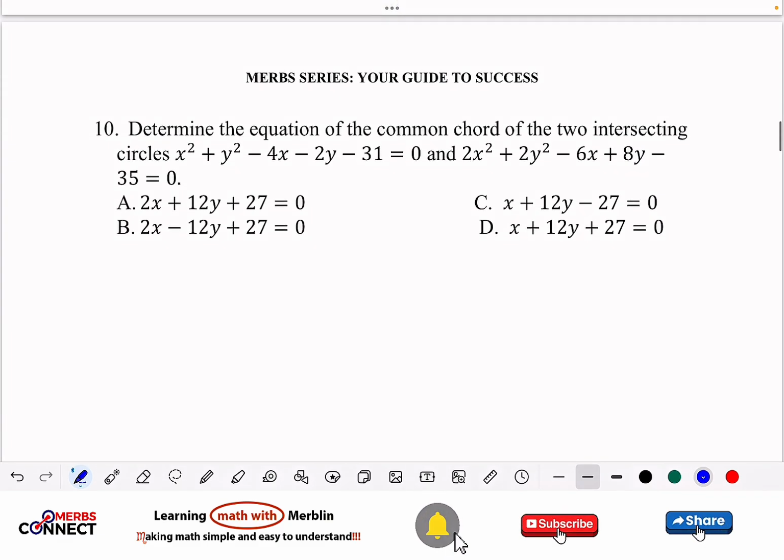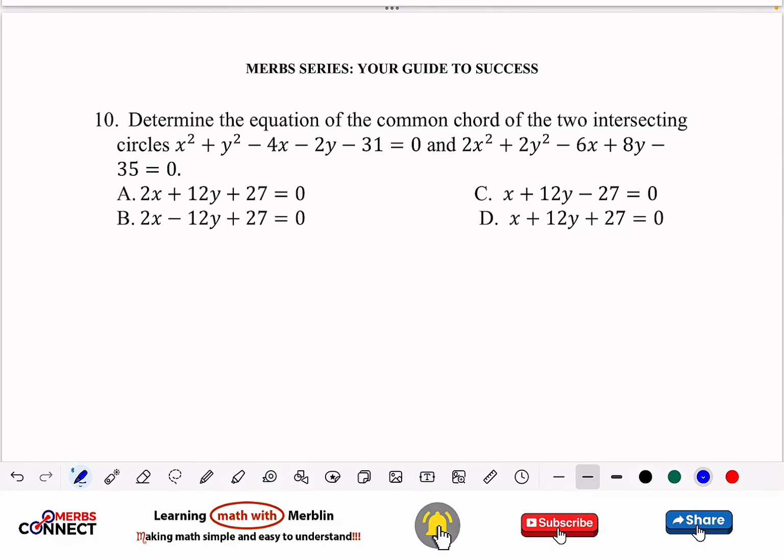Let's look at question 10. Now, determine the equation of the common chord of the intersecting circles. So for us to equate this and this, the coefficients of x squared and y squared should be the same. So either you divide this 2 by 2, or you multiply this one by 2. So I'm going to multiply this one by 2, because if I divide by 2, this is odd. So I'll decide to multiply this one by 2.